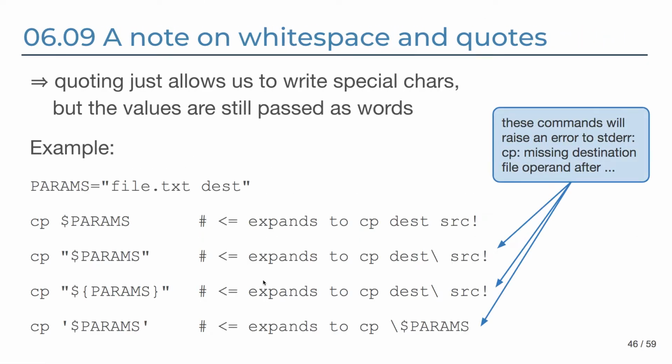All right, before we move on, I just want to hand out one specific note on white space. If we define a string, for example here params equals file.txt dest, this is still a string in the bash sense. So if you retrieve the value of it, it will be file.txt white space dest. And passed to a command, this will literally expand it, meaning you have written nothing else than what you would have in a copy dest source syntax.